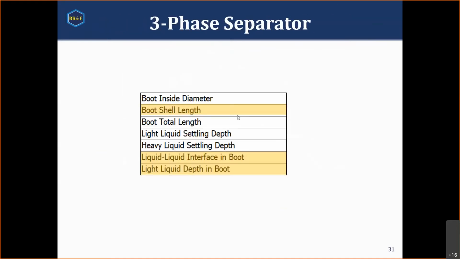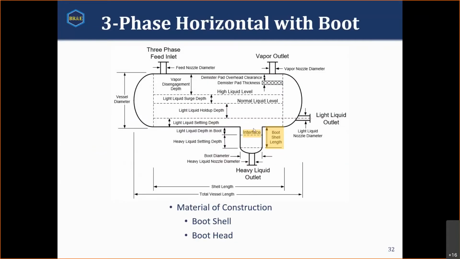Now with the boot, or the three-phase separator with a boot, you'd get the same results, but you would also have the boot shell length, and the light liquid interface in boot is going to be a toggle option to determine whether or not it actually goes into the boot or whether it's just above. And if it does go into the boot, how far does the light liquid go into the boot, which is going to be represented by this depth here.